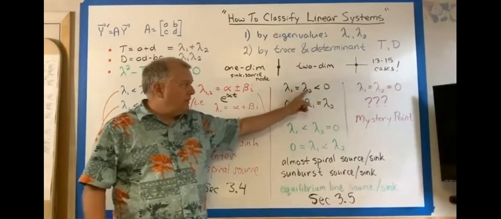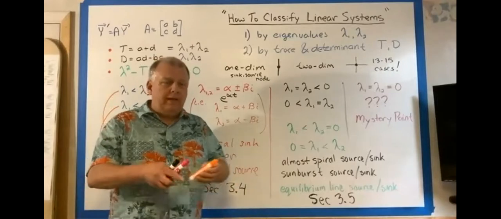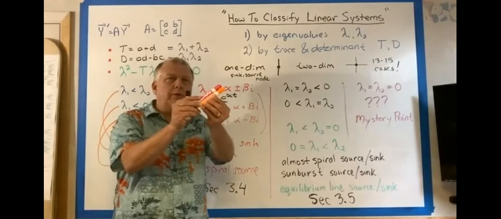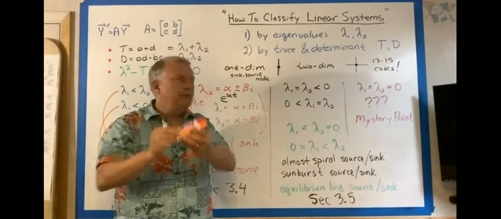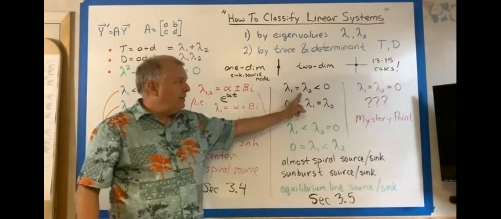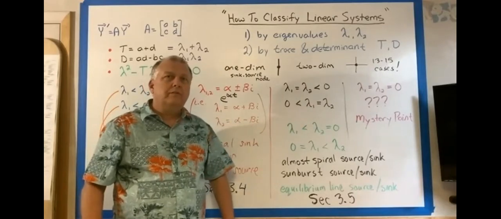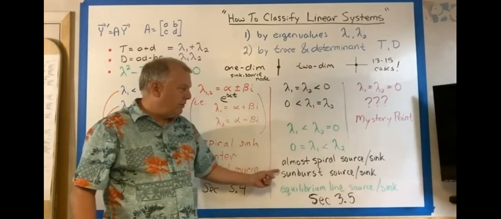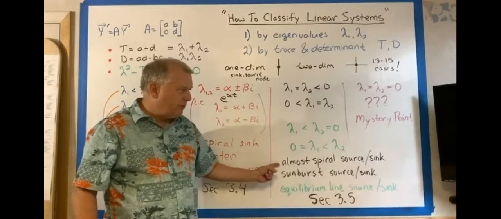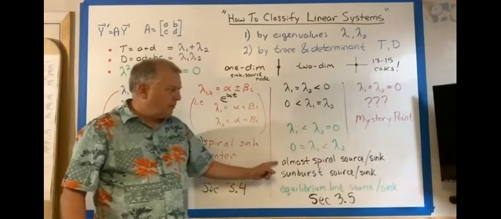Neither one of these is zero, but they're both the same. If they're both the same, then they represent only one direction. They're literally linearly dependent. And I don't have any indication of growth or decay necessarily in the other dimension. This is what became the almost spiral source sink or the sunburst source sink, but we'll do an example. We did an example of almost spiral source at the end last time. I think it was a source or a sink. I think it was a source.